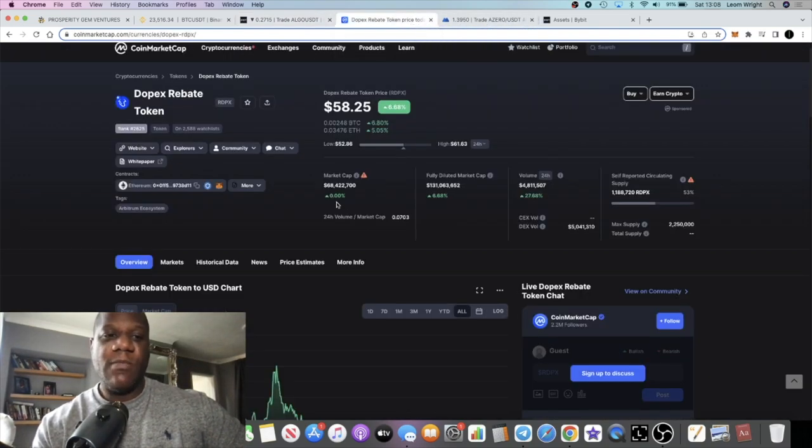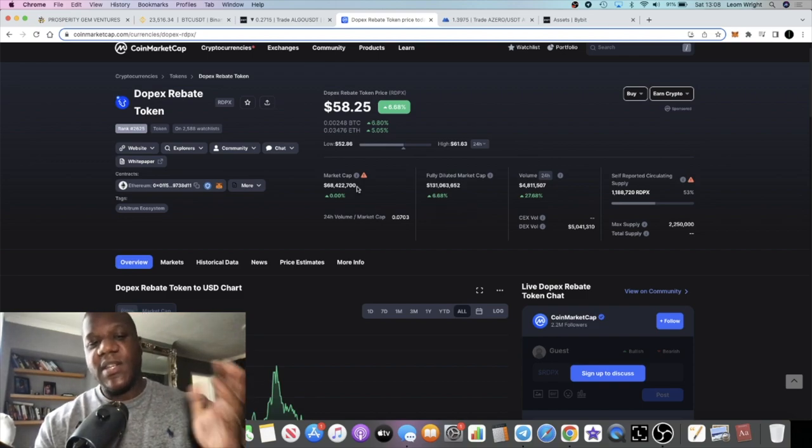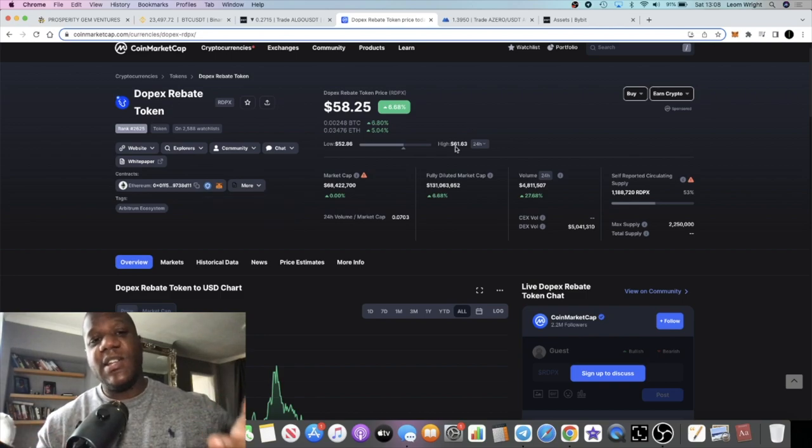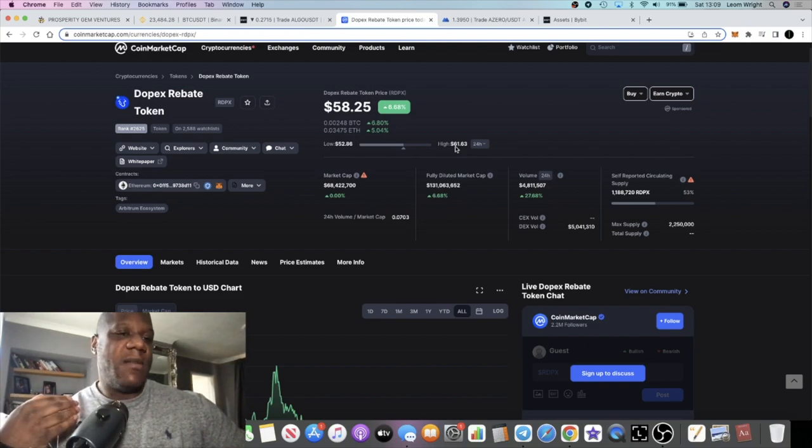Okay, guys, but let's talk about Dopex. This is a coin that I recently invested in. This is available on Arbitrum. I've talked about the Arbitrum network in a few videos, and I do believe that Arbitrum is actually going to become one of the go-to places for DeFi, and there's going to be a huge need for this type of project.